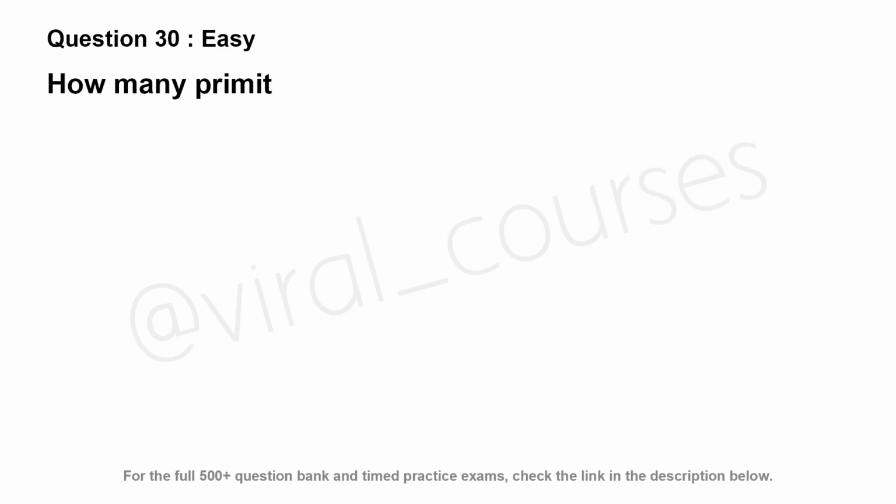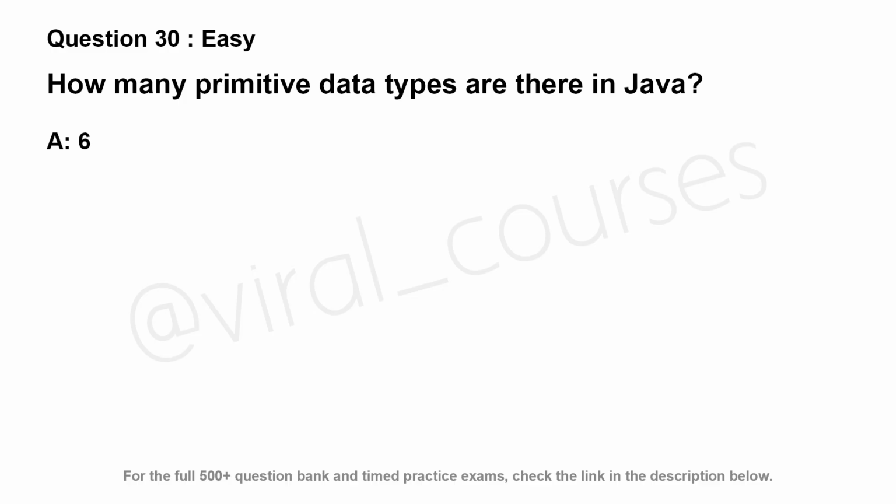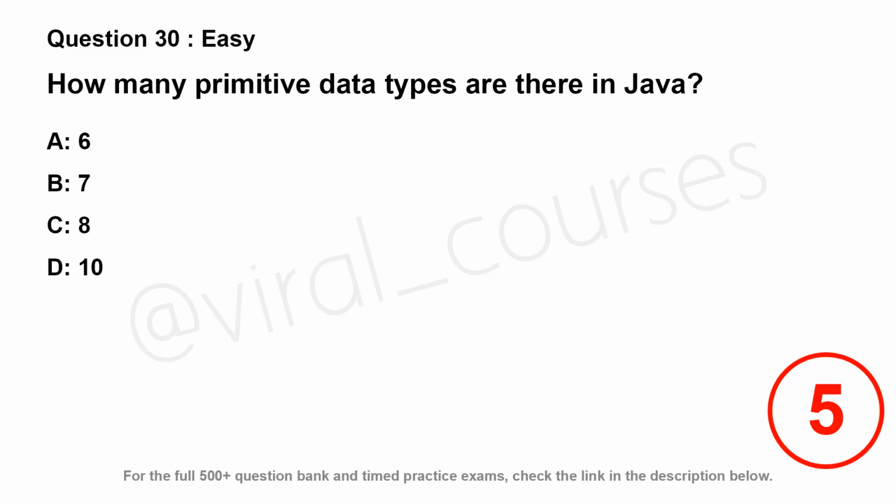How many primitive data types are there in Java? Option A, 6. Option B, 7. Option C, 8. Option D, 10.